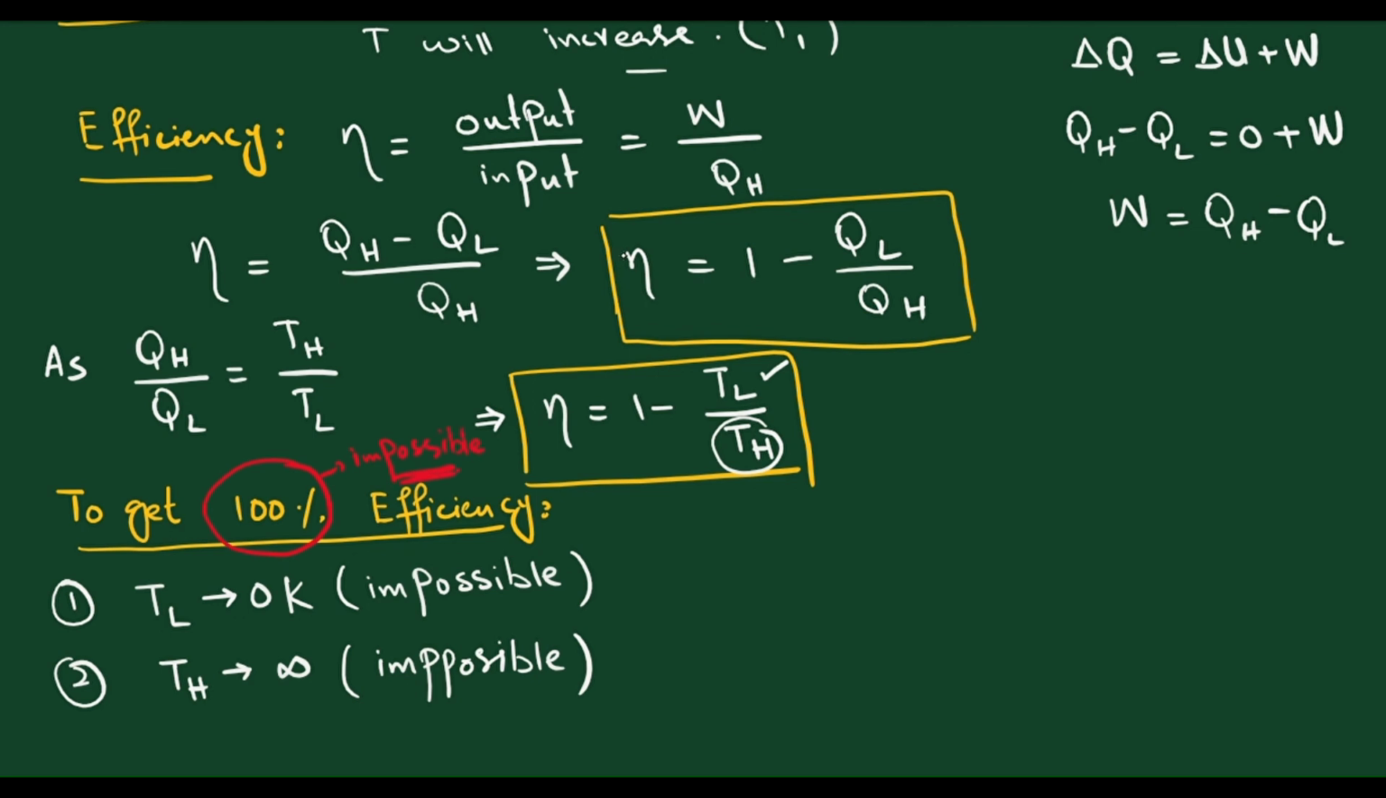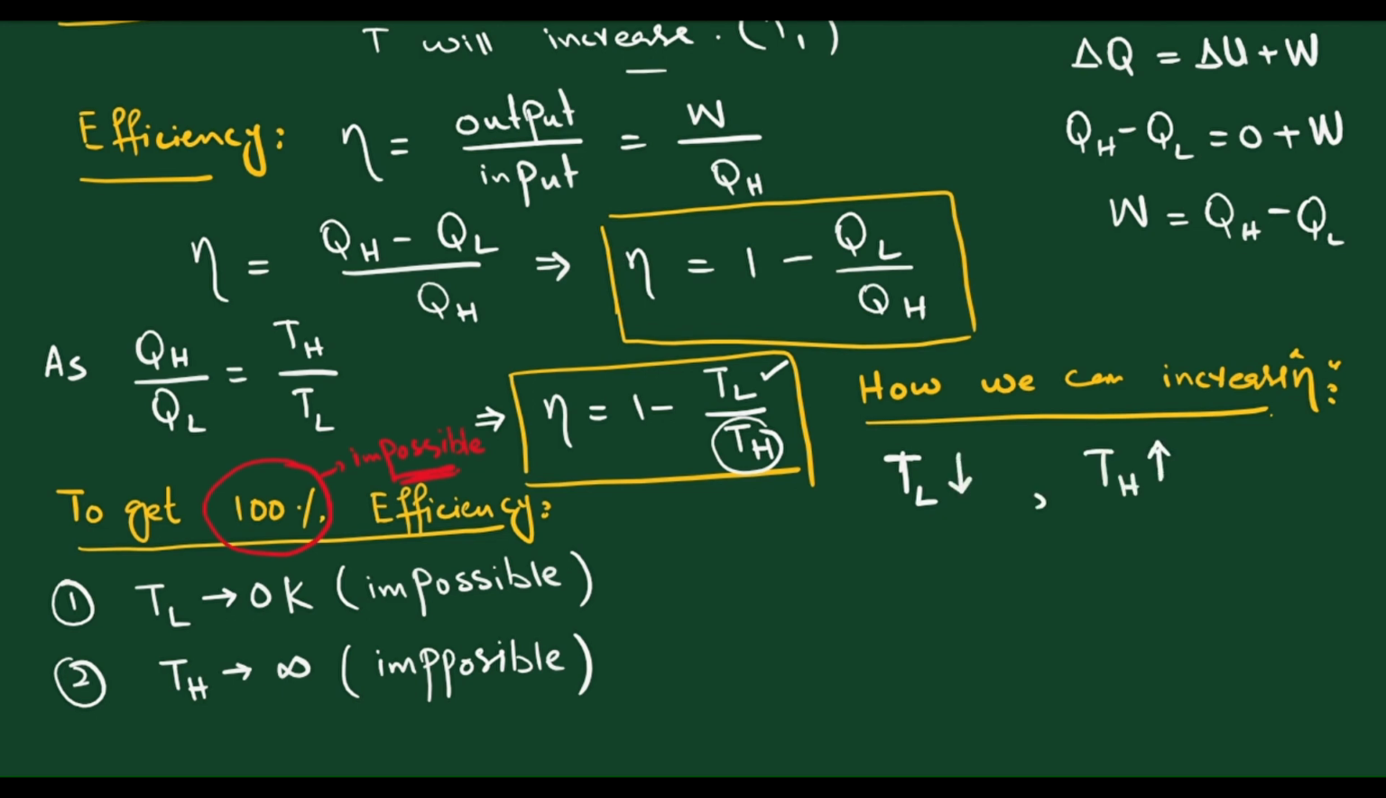We can only increase the efficiency. How can we increase the efficiency? We can increase the efficiency by two factors. If we decrease TL and increase TH, that is, the temperature of the low temperature reservoir is lowered and the temperature of the high temperature reservoir is higher, then the difference TH minus TL will increase. As this difference increases, the efficiency will increase.